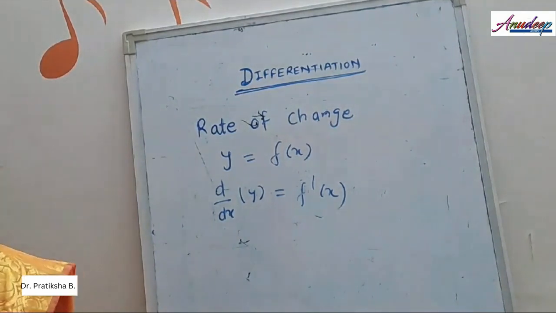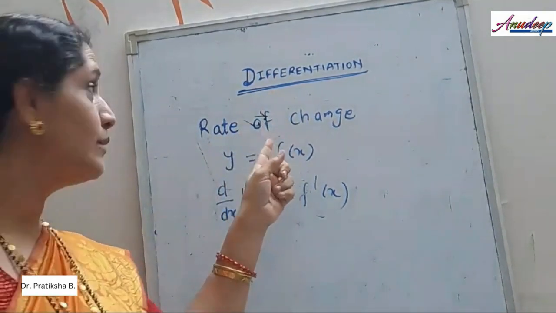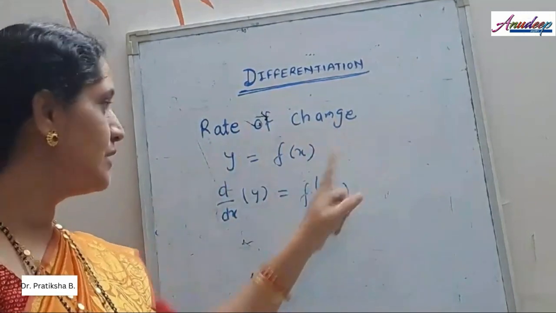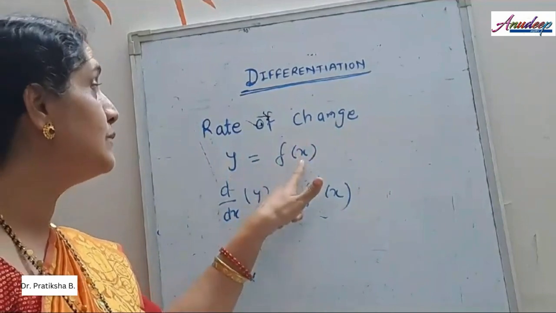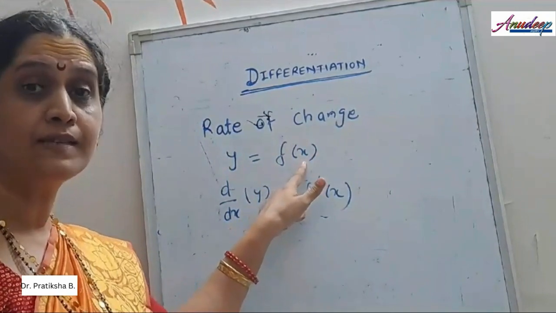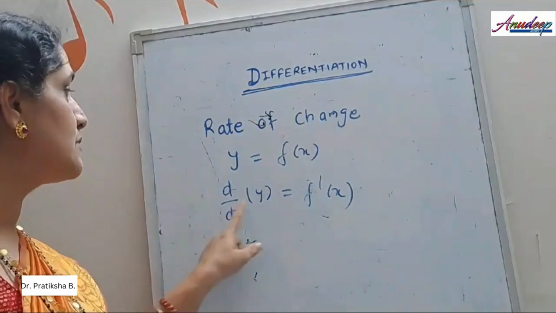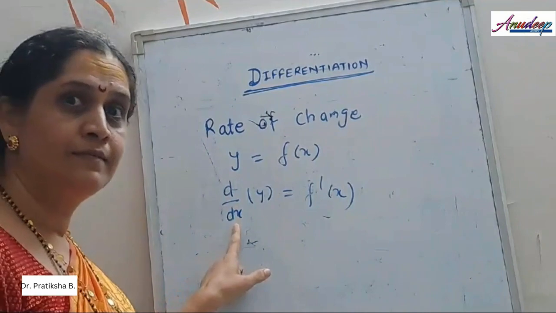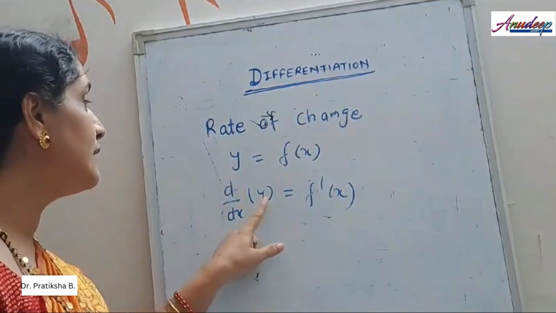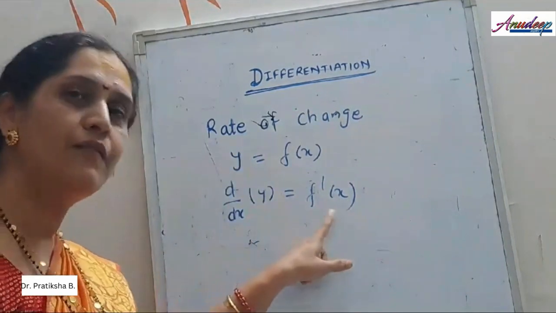Let us start with a few basics. Differentiation is nothing but a rate of change. If we have a function y is equal to f of x, when we make some changes in the independent variable x, how it affects the dependent variable y, that is dy by dx. The rate of change of x will give you the rate of change in y. It gives you dy by dx. It is also called f dash of x.